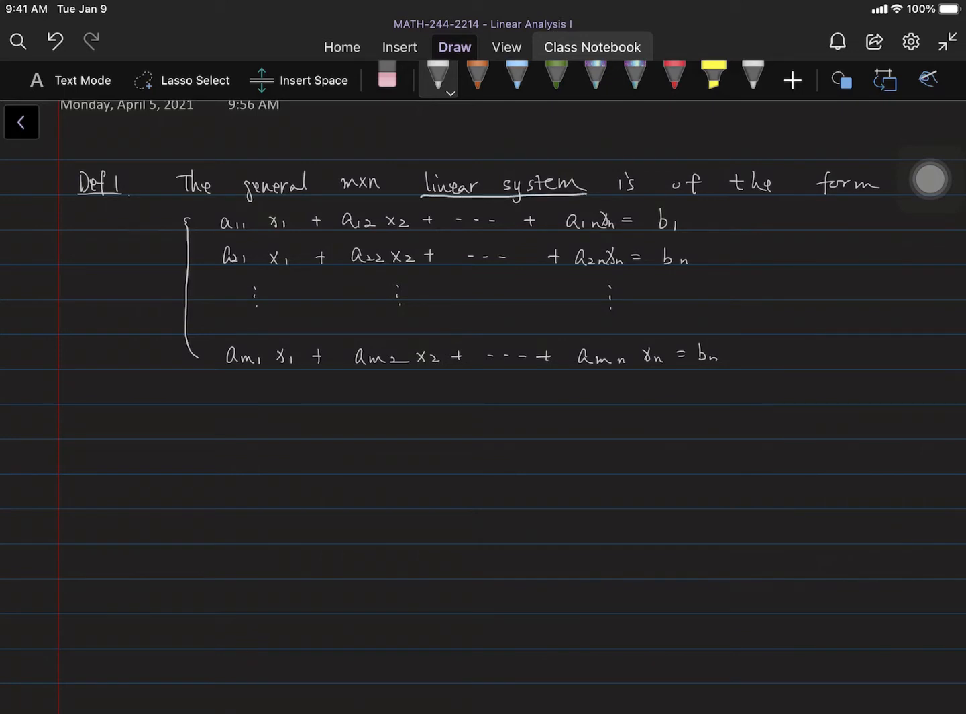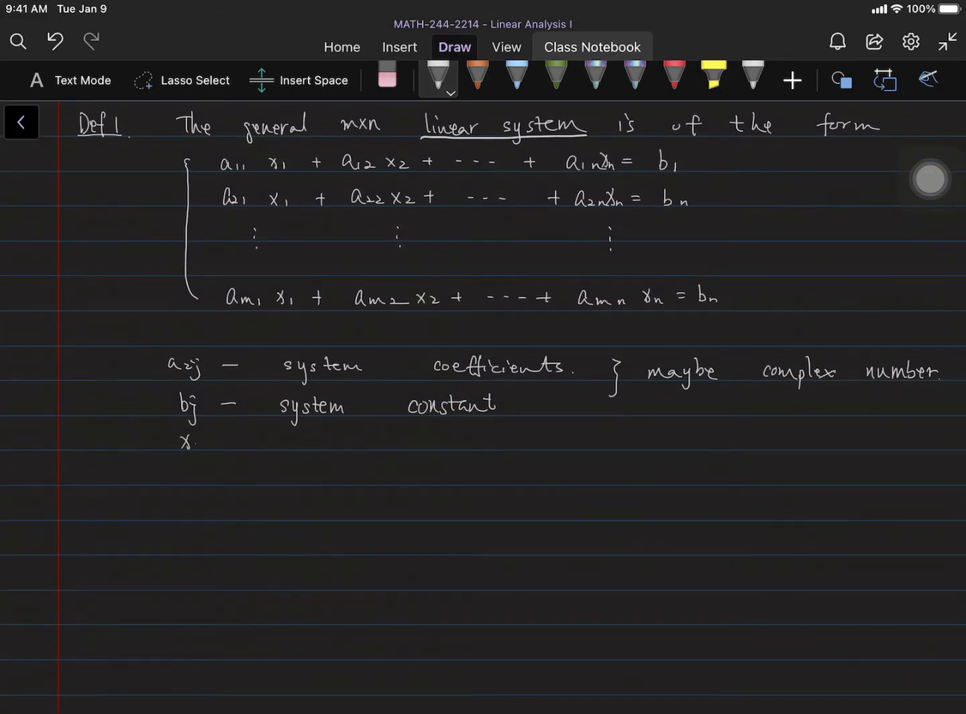Let's take a look at aij. Here you can see aij are called the system coefficients. And here bi, the right side, are called the system constants. Those constants may be complex numbers. And here x1 to xn are the unknowns.